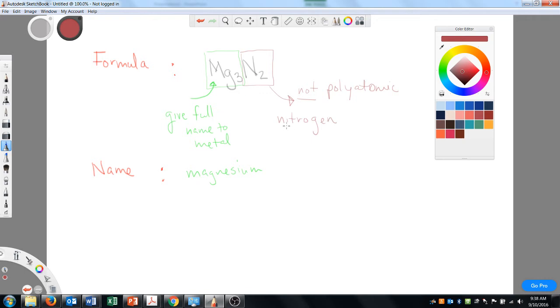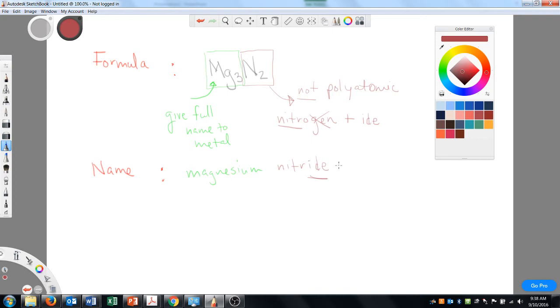We keep the first syllable, right? We drop the ending, and we add I-D-E. So the name for this compound is going to be magnesium nitride, right? If I just called it magnesium nitrogen, you wouldn't know if I just had magnesium hanging out next to nitrogen or if they're bonded together. This indicates that these two guys are involved in an ionic bond.